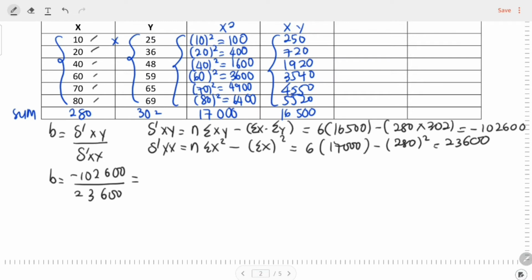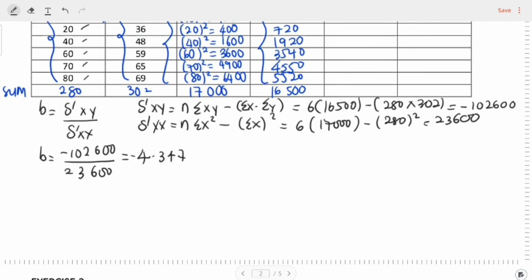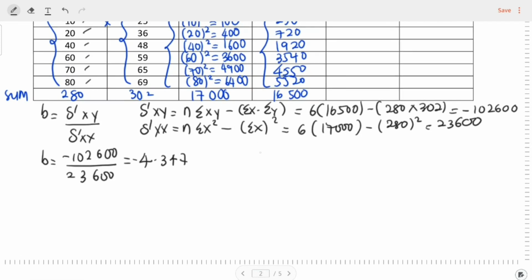Okay, which is negative 4.347. So leave it to 3 significant figures or 3 decimal places. Okay, so next, when you have your b, you can find out what is your a. Okay, so y equals a plus bx. So your a is ȳ minus b x̄, where y and x are the means.